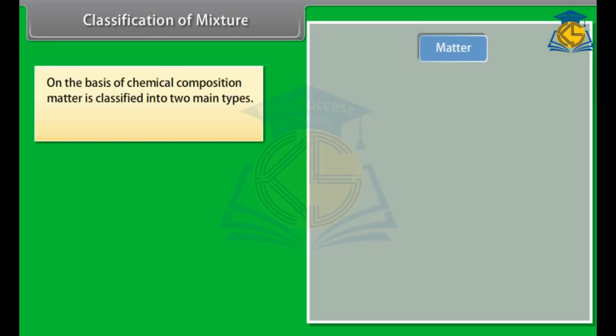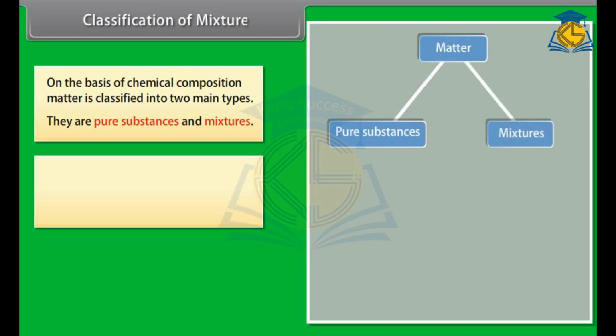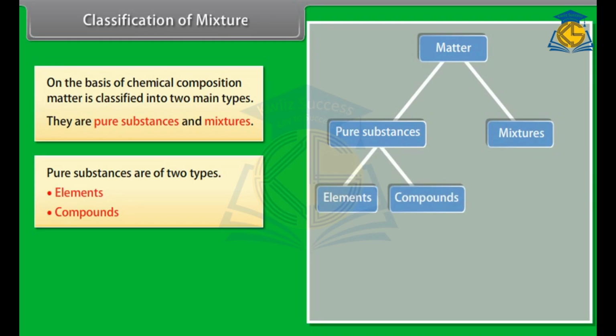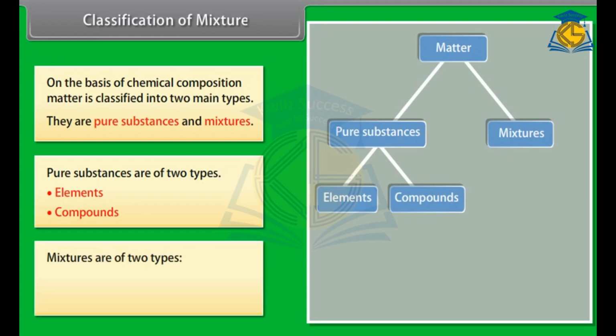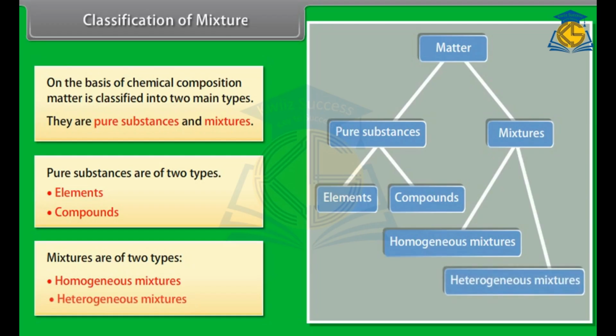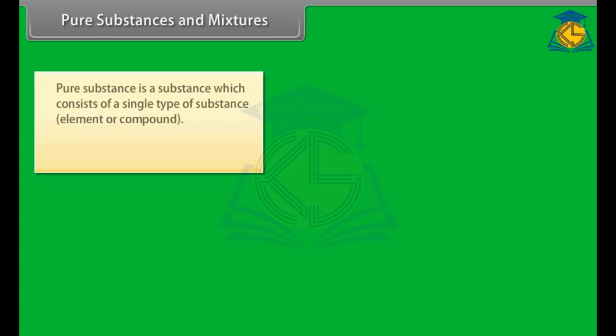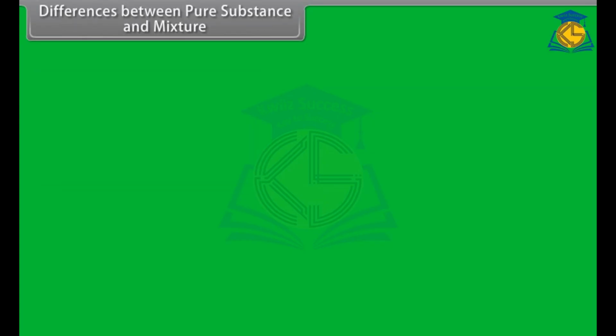Classification of mixture. On the basis of chemical composition, matter is classified into two main types. They are pure substances and mixtures. Pure substances are of two types. They are elements and compounds. Mixtures are of two types. They are homogeneous mixtures and heterogeneous mixtures. Pure substances and mixtures. Differences between pure substance and mixtures.